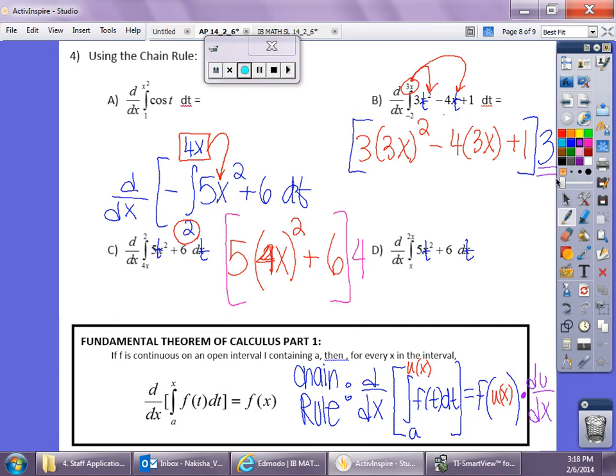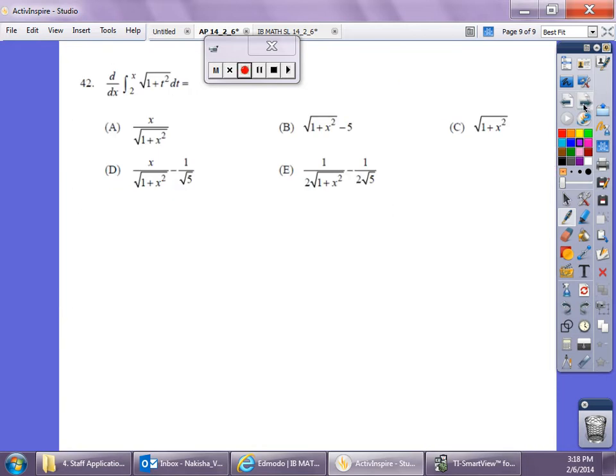So here was my du dx, here was my du dx. So, letter D. Let's take that problem, 5t squared plus 6. So, let's go over.